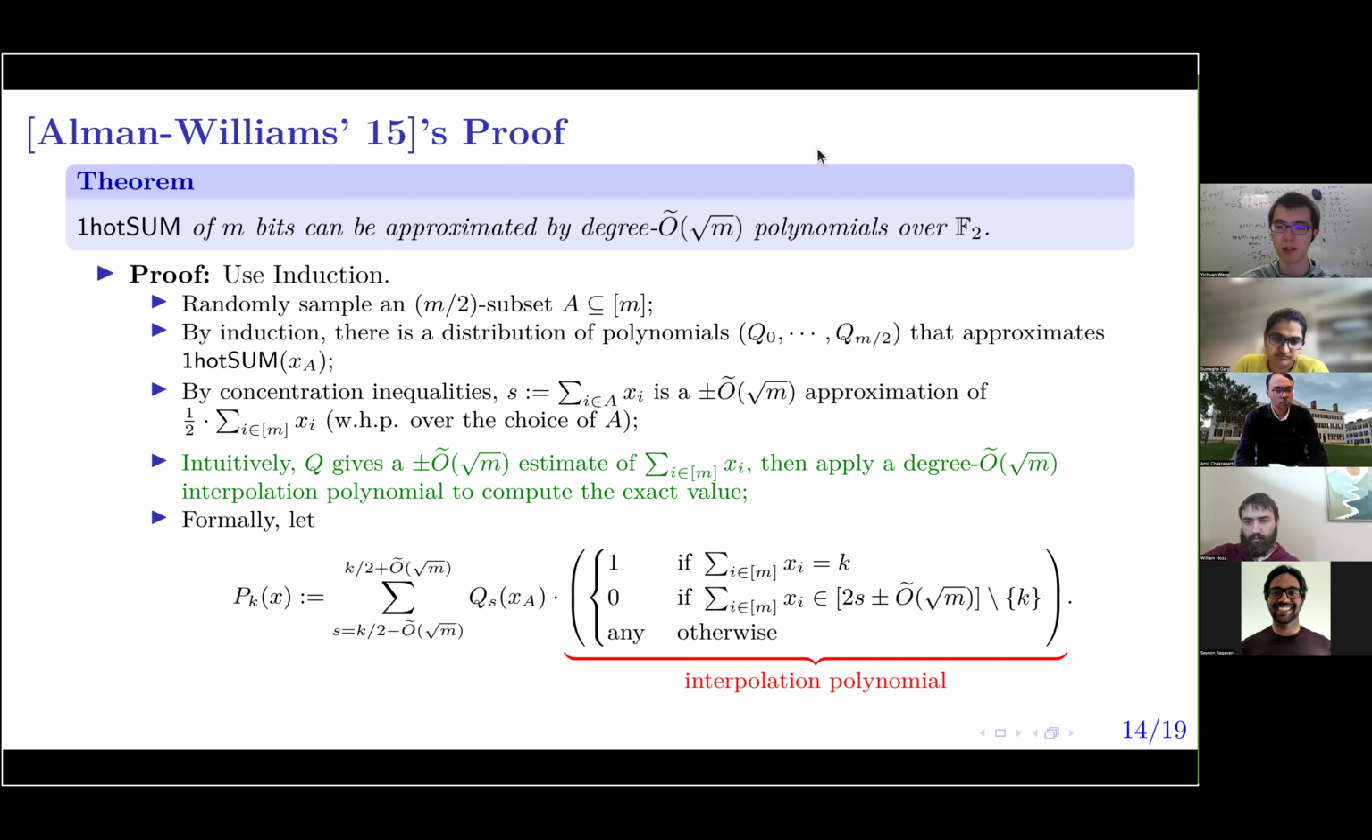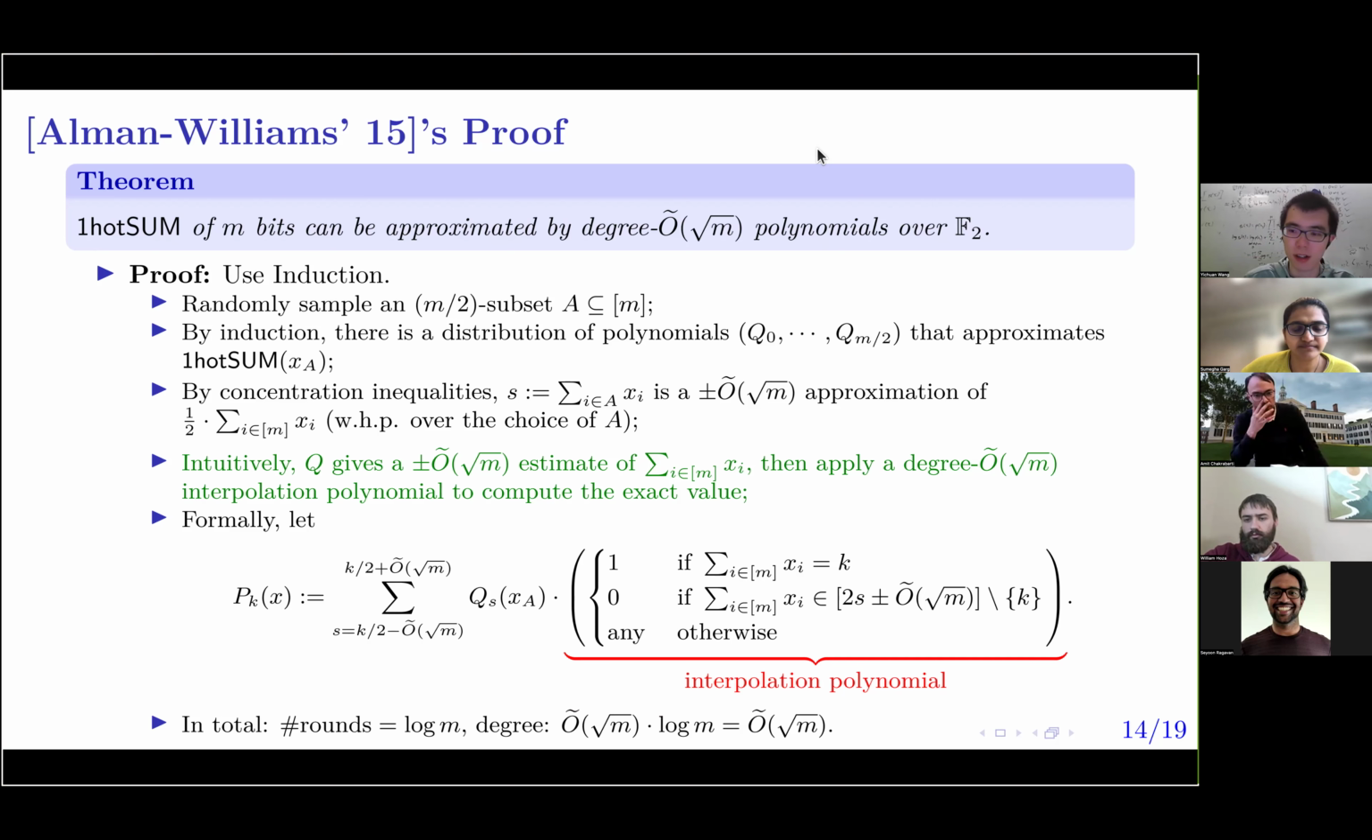And the probability that we move outside this interval is very small, so we can just take it as the error. Okay, so the general idea of this proof is that we first sample half of the input bits, and then from these sample bits we apply induction, and we get a plus or minus square root m approximation of the total sum. And then for this remaining square root m error, we do a square root m degree interpolation polynomial to determine the exact value.